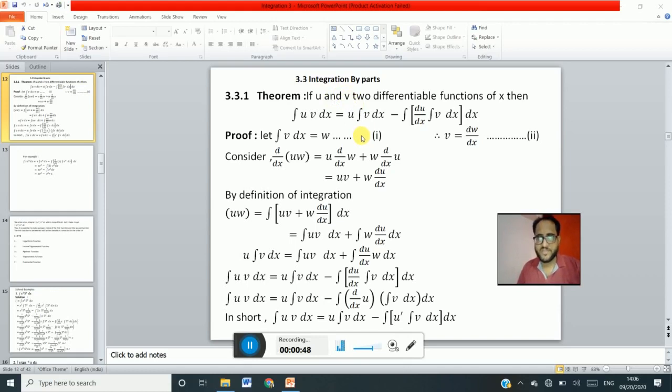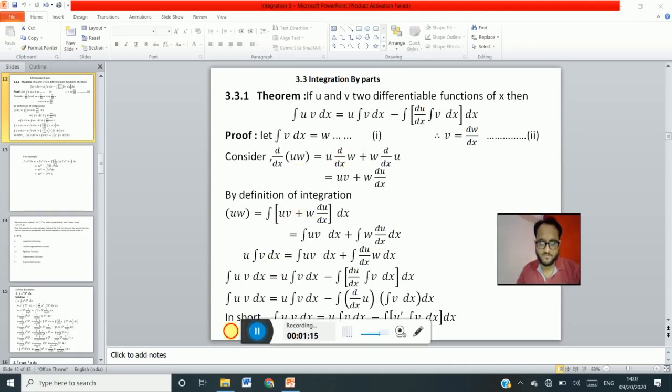Now what is integration by parts? If we compare this with the derivative, when we are given the product of two functions and want to find the derivative, we use the product rule, right? In the same way, if we are given the product of two functions in integration, we have to use integration by parts here, right?